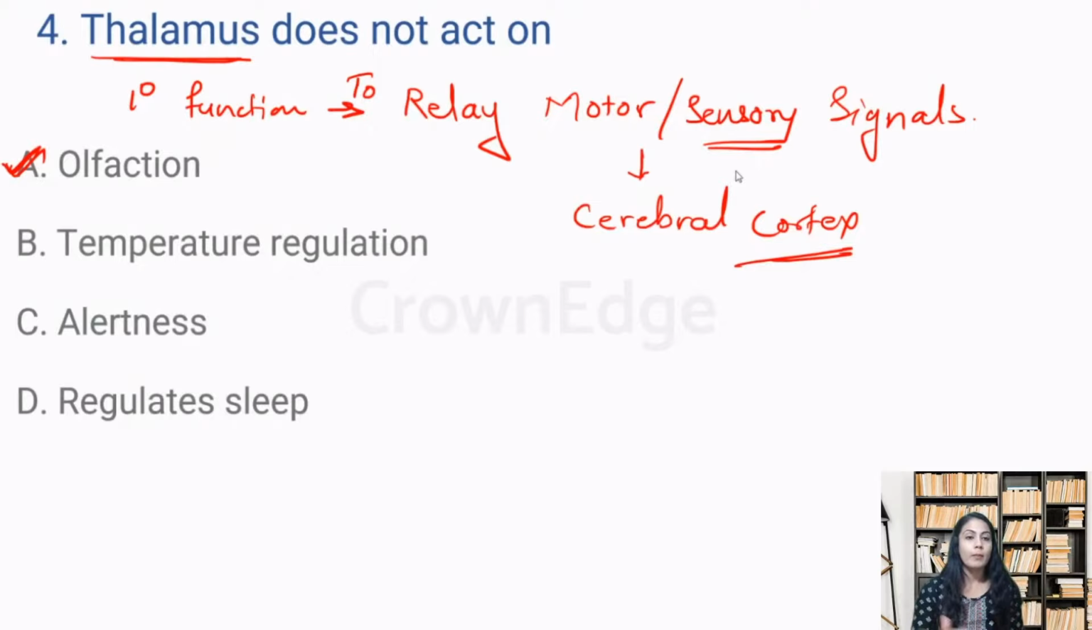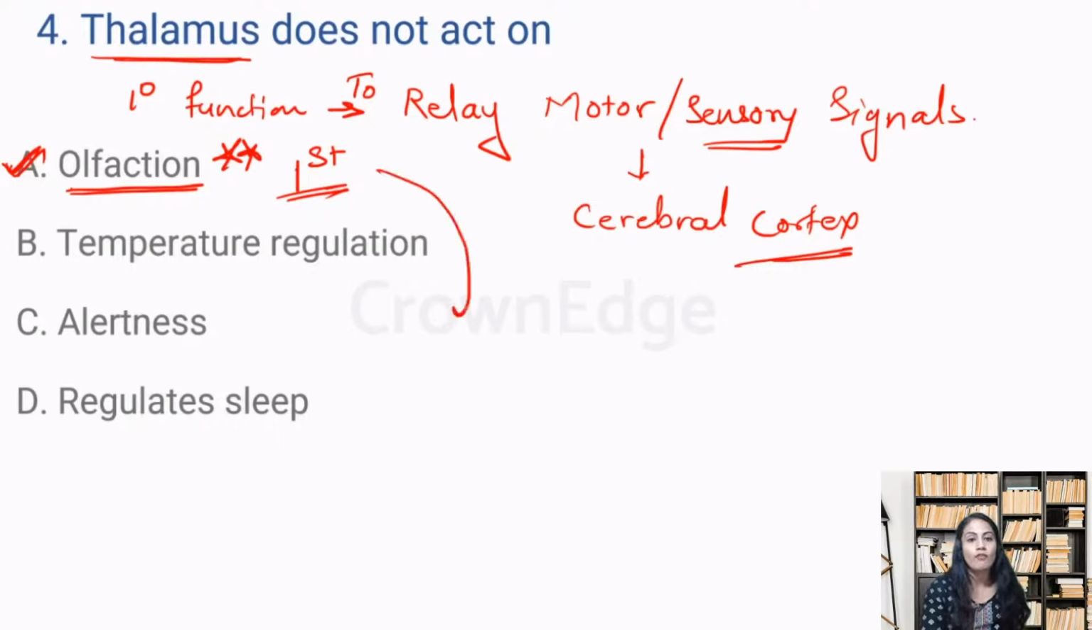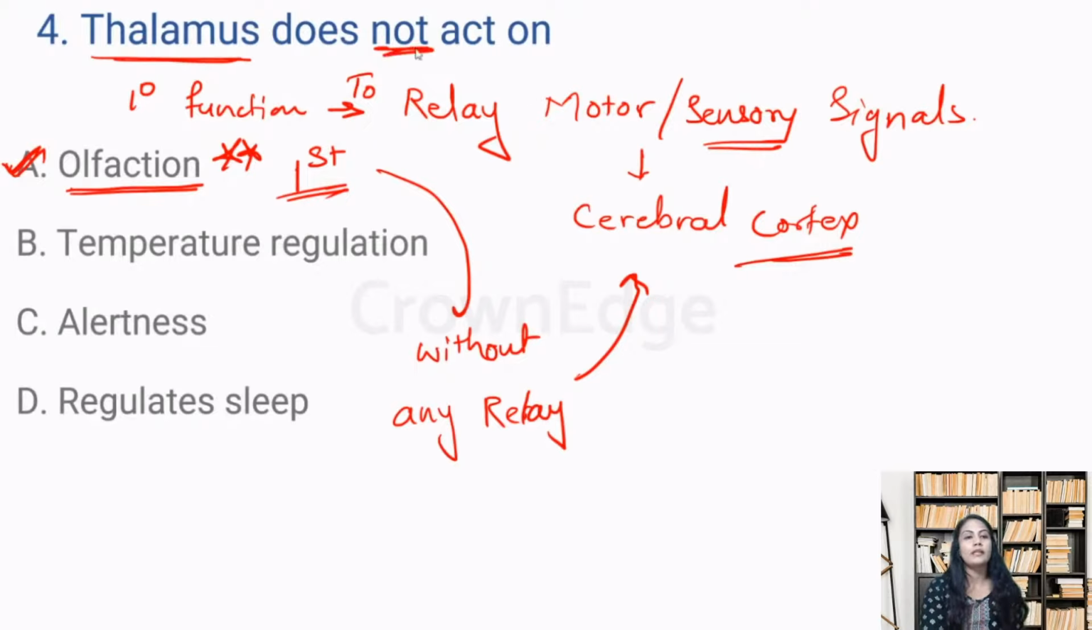Okay, but remember, olfaction is the only exception. The smell directly goes to the cerebral cortex with your first nerve, that is the olfactory cranial nerve. So it directly goes without any relay. So olfaction goes without any relay to where? To the cerebral cortex. So that's why the thalamus does not act on olfaction, that is smell. The thalamus is nowhere related to smell.